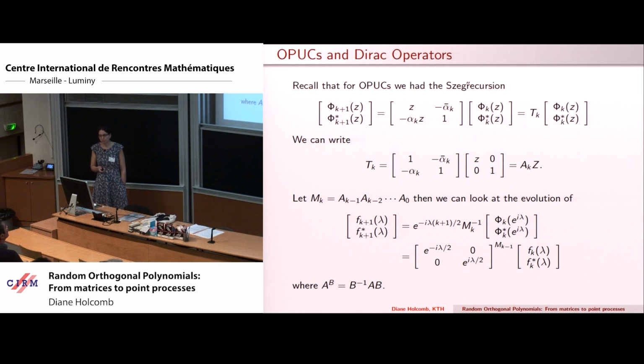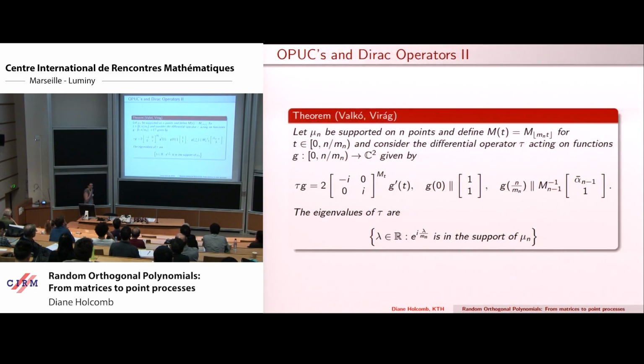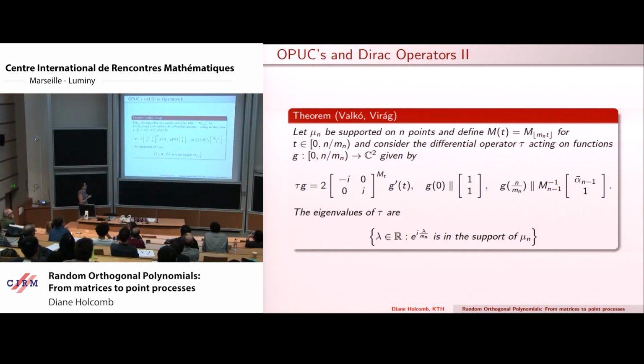Okay. We're going to step aside for a second. I want you to keep this in mind, and I'm going to put the next slide up, and then we'll come back and say why this is relevant. So the next slide is, let μ_n be a measure that's supported on n points. Think of your spectral measure from your unitary ensemble. And we're going to define a time-dependent matrix, M_t, that's going to be piecewise constant. We're just going to put some extra scaling, m_n times t, in here, and we're going to let t go from 0 up to n over m_n.